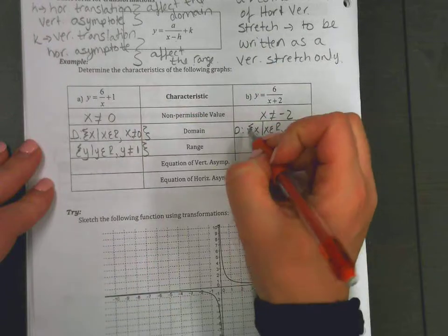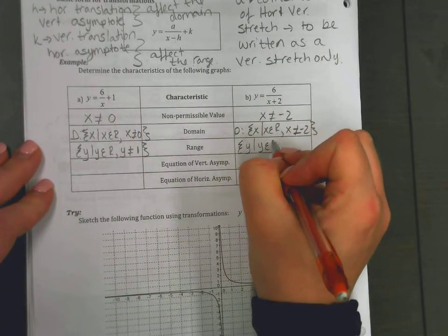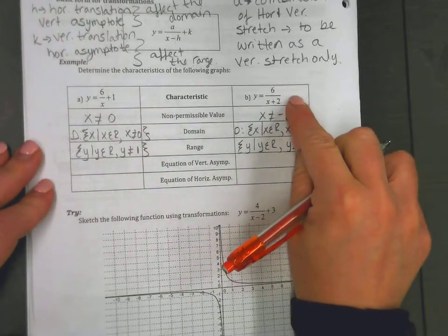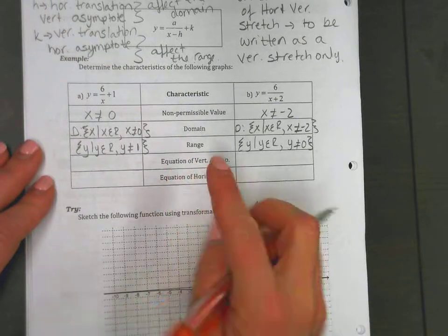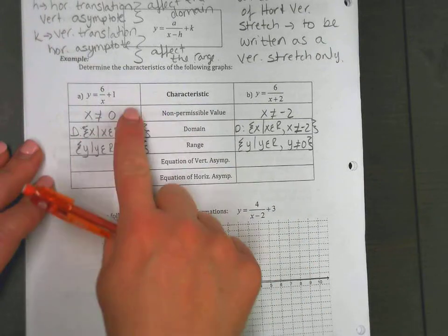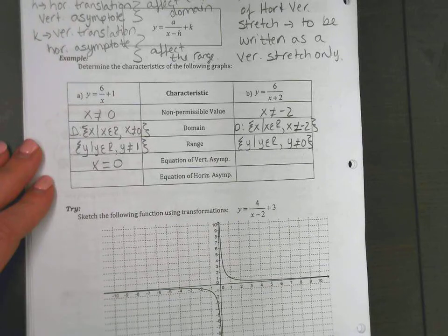Equations of the vertical asymptote. So the vertical asymptote relates to the x, or your domain, so it would be x equals 0, equation of the vertical asymptote. Here would be x equals negative 2. Horizontal asymptote here relates to my k value, which is y equals 1. And this would be y equals 0.